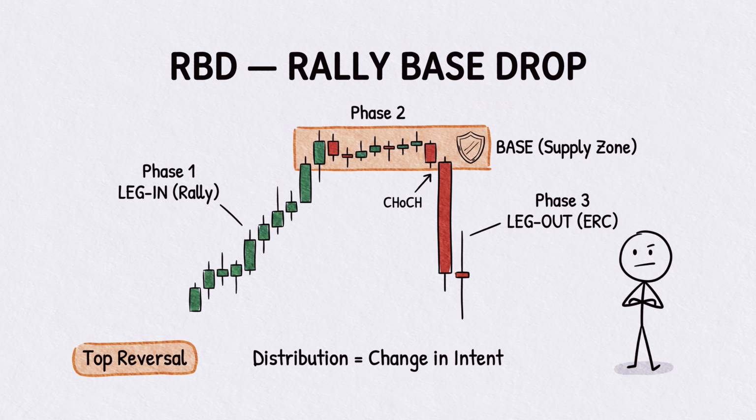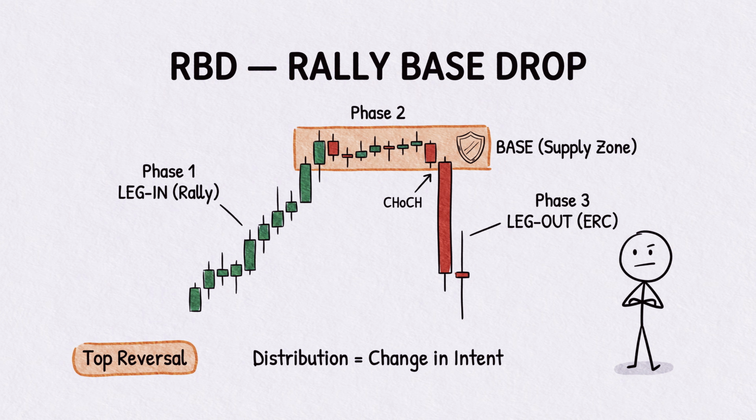The second pattern, RBD, rally, base, drop, the mirror image of DBR. This is a top reversal pattern, creating a supply zone. At its core, distribution capping the top. Massive limit sells, devouring the crowd's euphoric top chasing. Institutions are handing off risk from themselves to retail. Institutions sell, retail buys. This is also a change in intent, extremely high capital commitment.